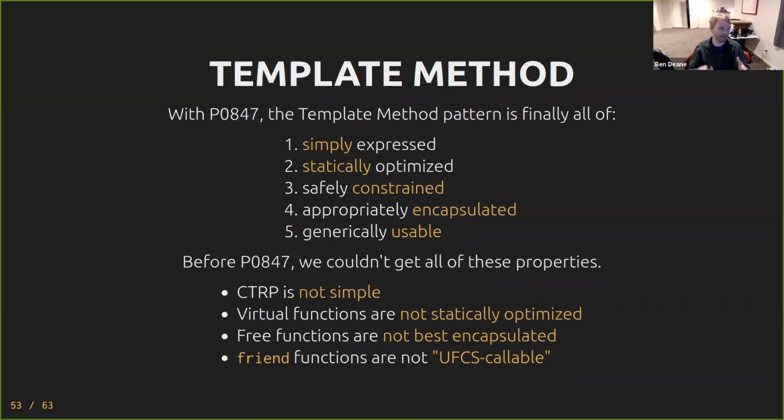Virtual functions, they're not statically optimized unless you hope the compiler can devirtualize, but that's iffy. If you try and use free functions, they're not really best encapsulated. Like, you don't get to look up the data inside your object. Friend functions and free functions both have this problem with generic code in that they're not uniform function call syntax callable. You can't call them like methods. So with P0847, we get to have our cake and eat it too.